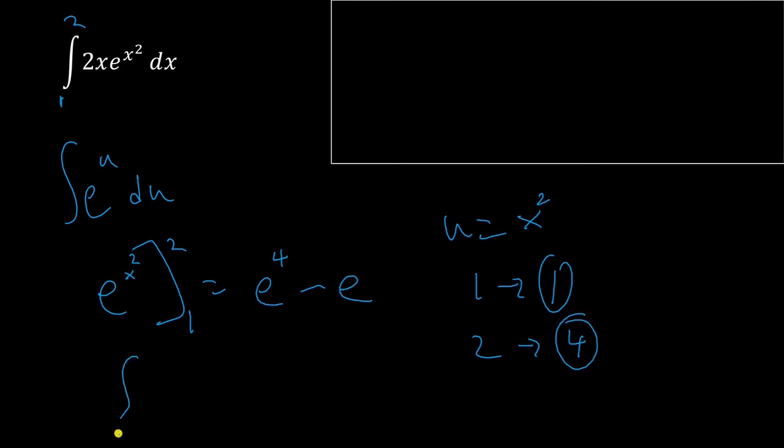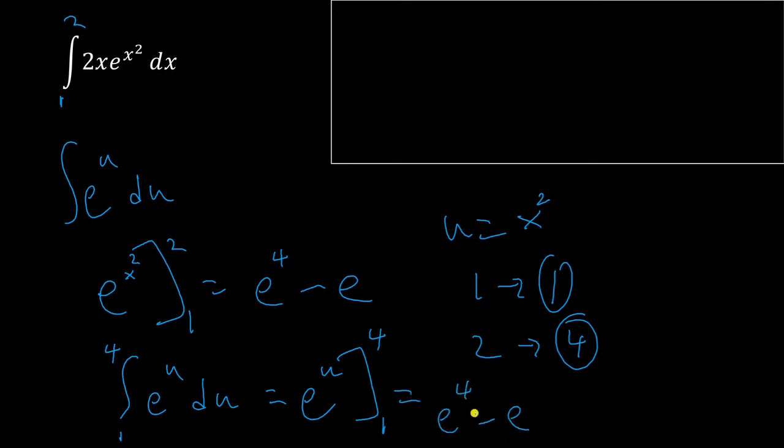So that means I could have the integral from 1 to 4 of e to the u du. And then when I integrate this, which gives me e to the u, since I already switched the bounds to be for u, I can just simply evaluate this from 1 to 4. And notice it gives me the same answer of e to the 4th minus e.